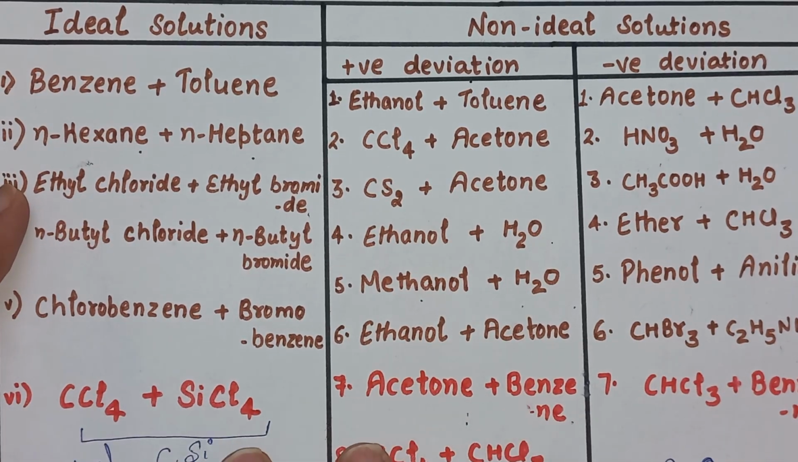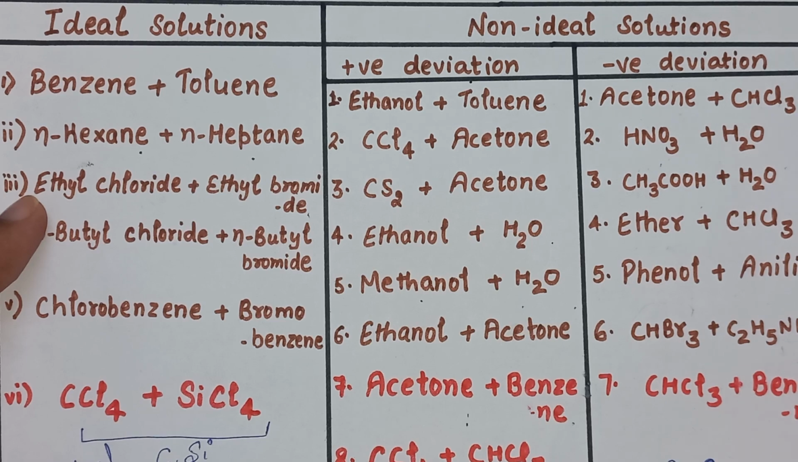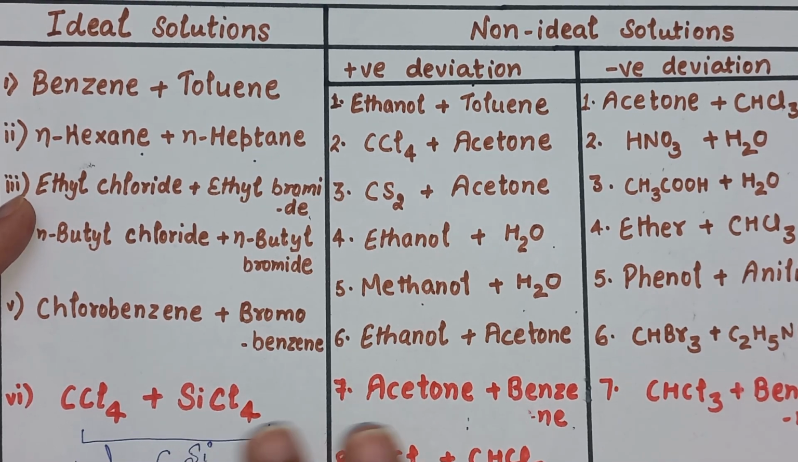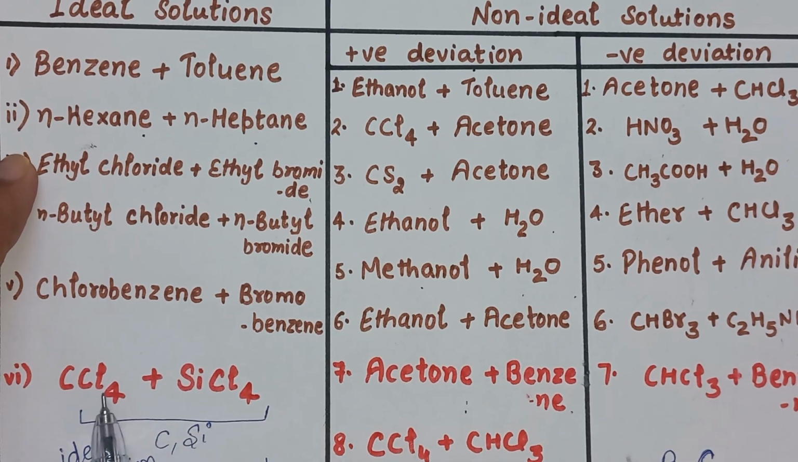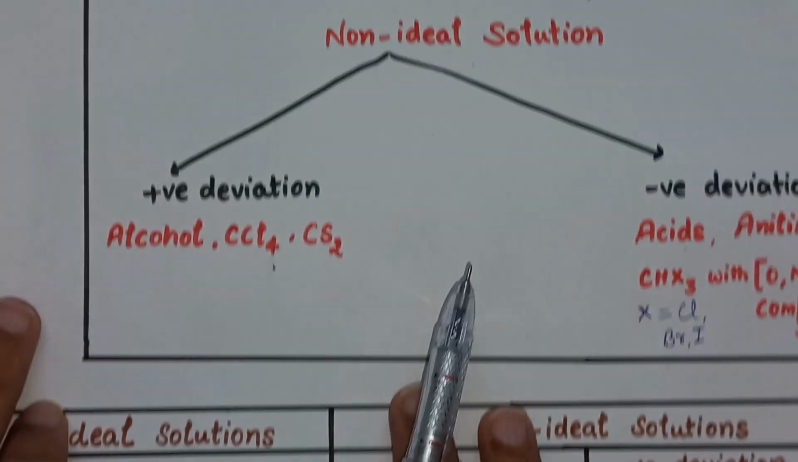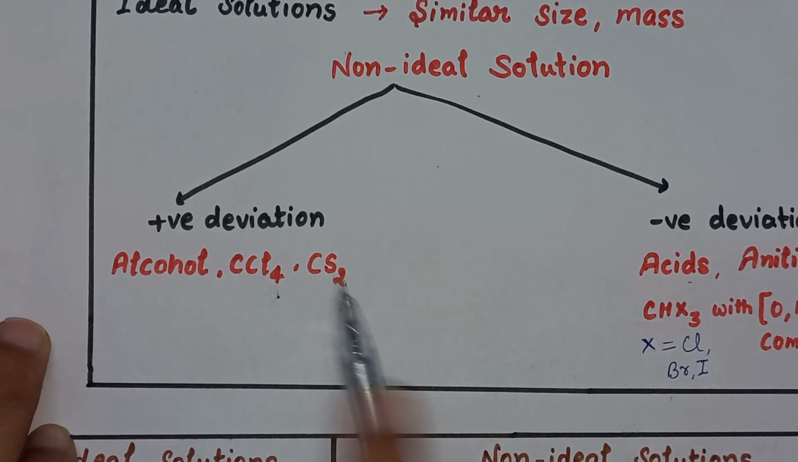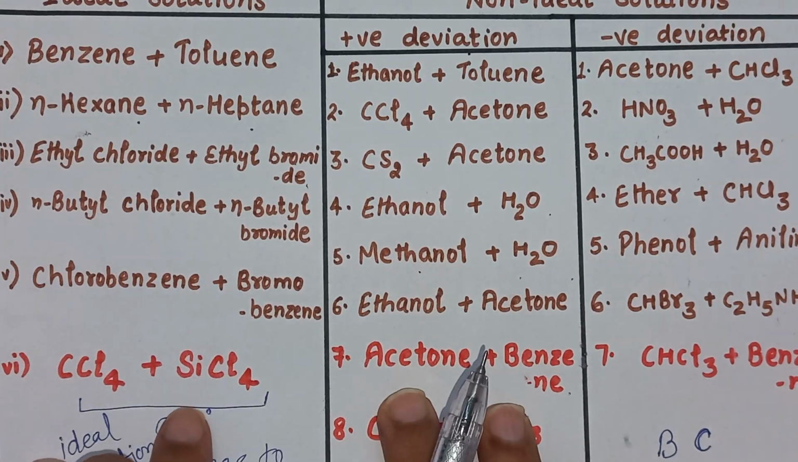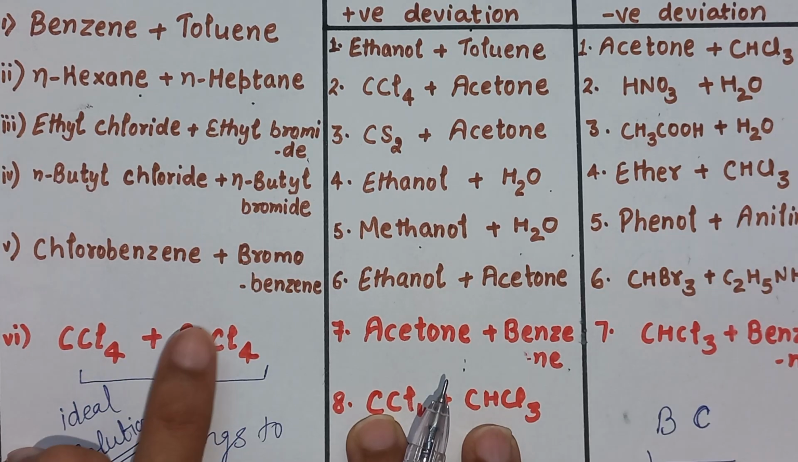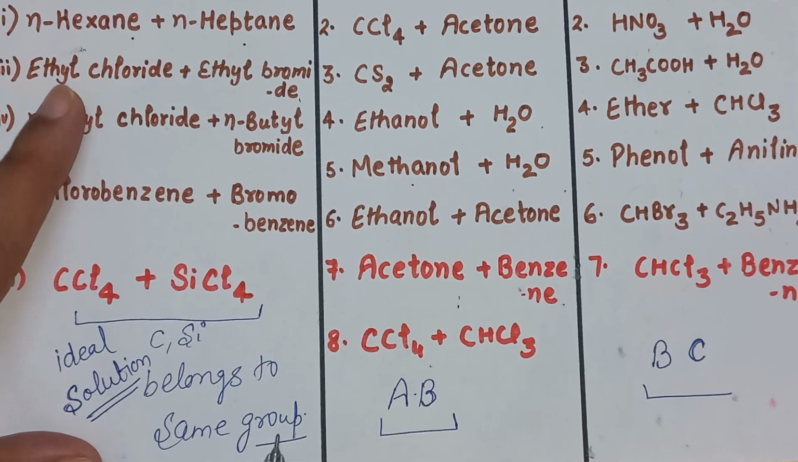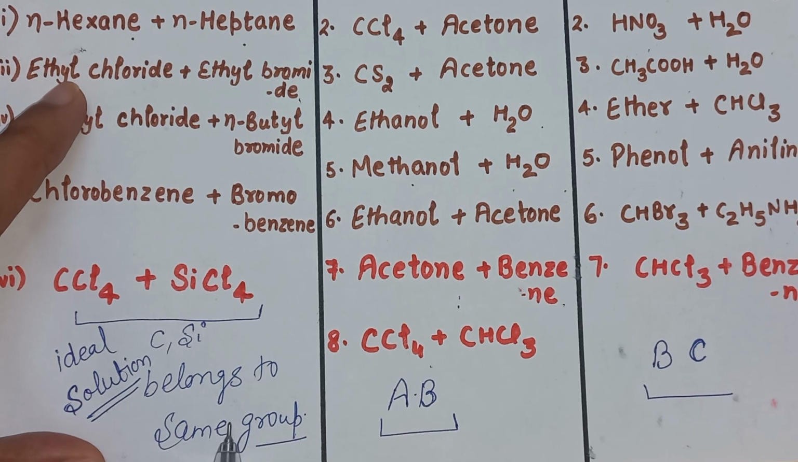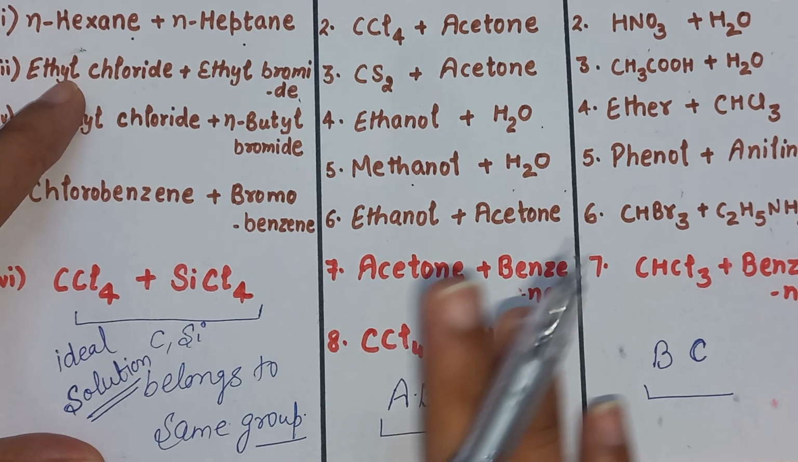Next, in this case, we also have an exception. We have the combination of carbon tetrachloride and silicon tetrachloride. Carbon tetrachloride is one of the components of the non-ideal solution that shows positive deviation. But in this case, the two components are CCl4 and SiCl4. Here carbon and silicon belong to the same group, so there is not much difference in their size. Therefore, that is also an example of an ideal solution.